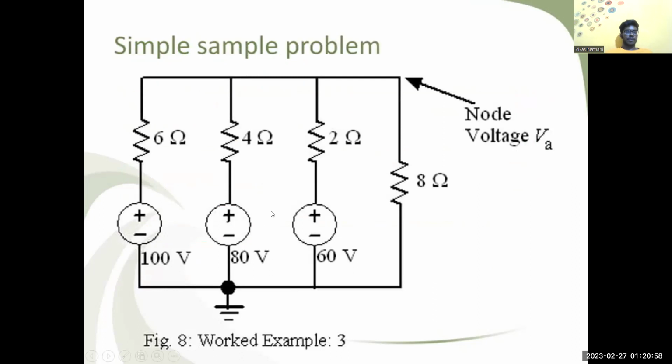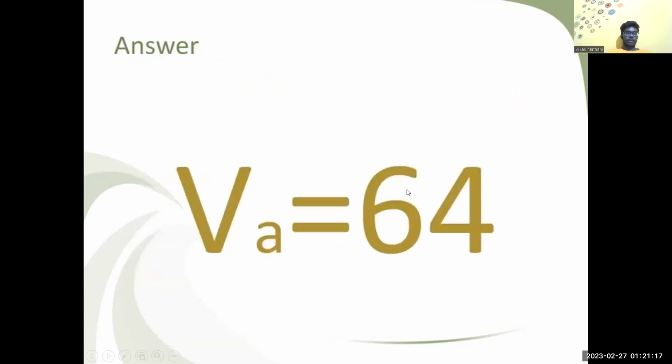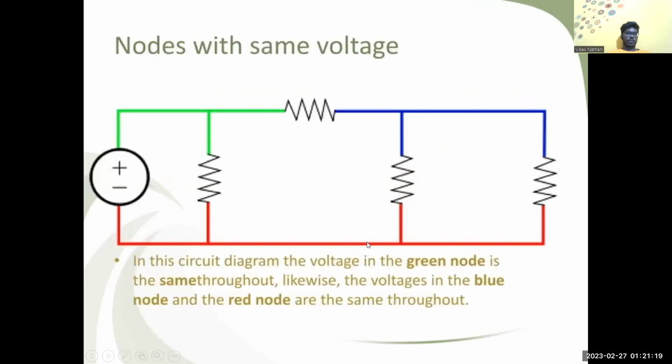Here we have three voltage sources. One is 100 volts, another is 80, another is 60, and one is grounded at 0. And there are resistances of 8 ohm, 6 ohm, 4 ohm, 2 ohm, and 8 ohm, with node voltage VA. Here VA is 64. Nodes with the same voltage: here we will be able to find nodes with the same voltage.